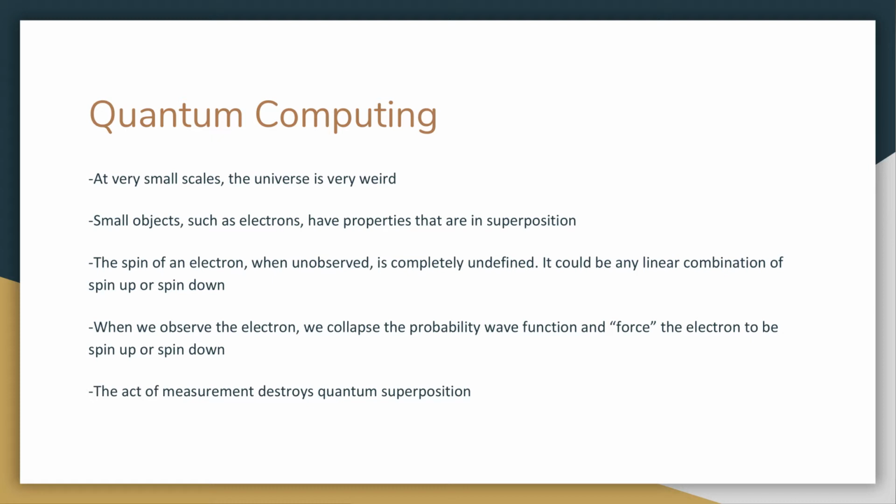And then the act of observation, the act of measuring the spin, if you try and measure that electron and say, okay, what is your spin? You are collapsing its wave function, essentially, and you force it into spin up or spin down. So the act of measurement destroys this superposition of being in all states at once.